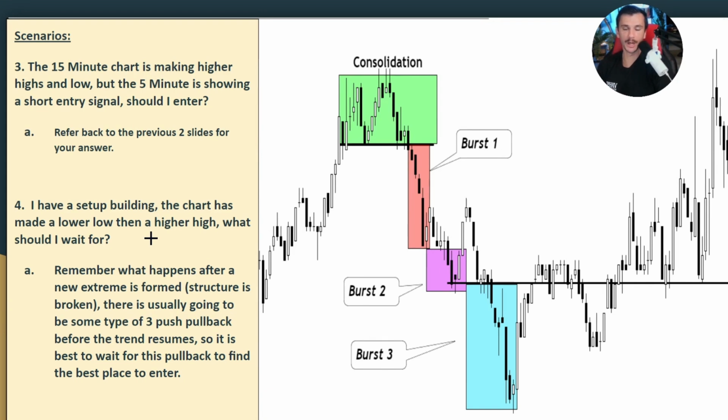What should I be waiting for? That's a very common question. So we had a higher high made. We'll just use this, all right? Now, this could have been a break of structure, but they've just made a higher high on a higher time frame. And now we start to get our pullback.